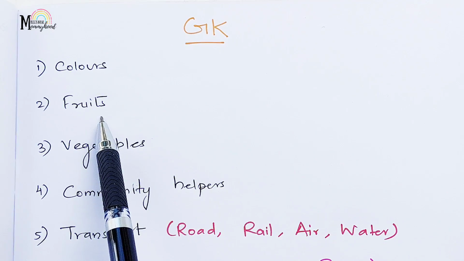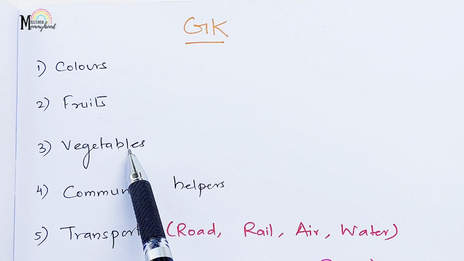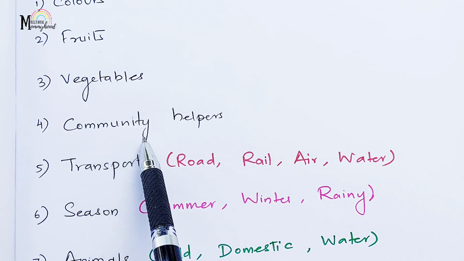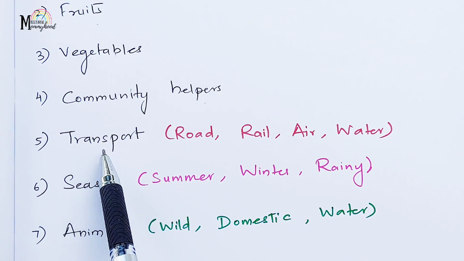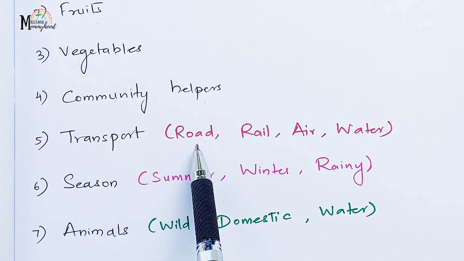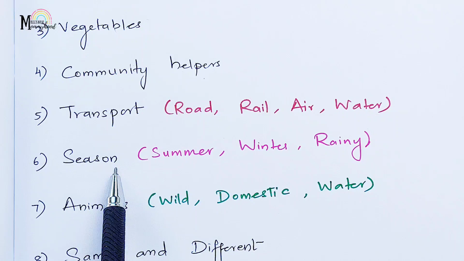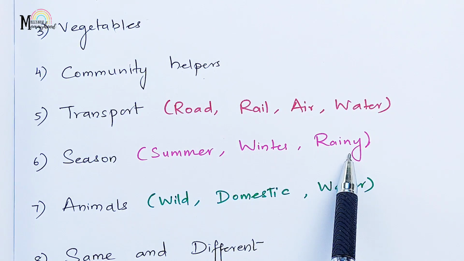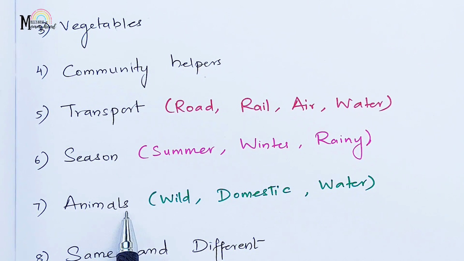Next is GK, where you learn about colors, fruits, vegetables, community helpers like doctor, pilot and so on. Transport, wherein you learn about road, rail, air and water transport. Then season, where you learn about summer, winter and rainy. Animals, where you learn about wild animals, domestic animals and also animals that live in water.